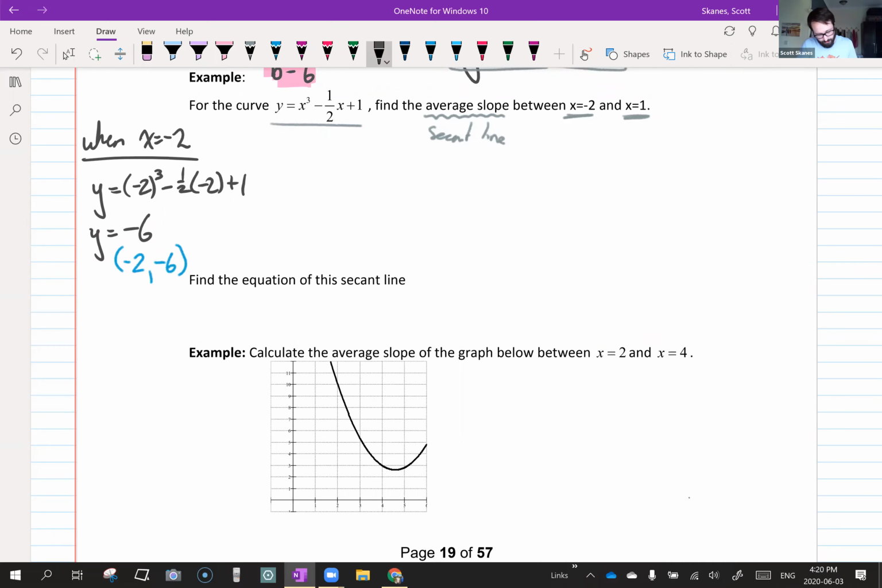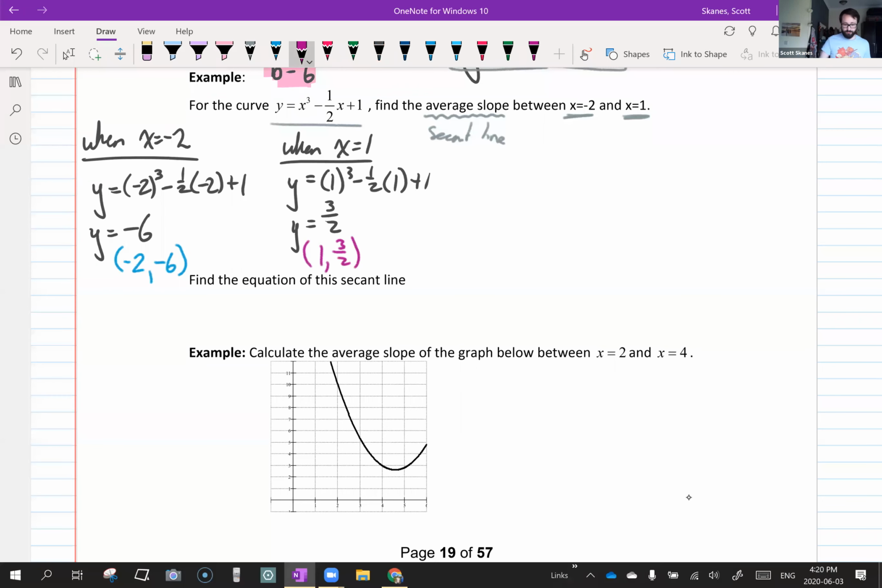We're going to do the exact same thing for when x equals 1. What's our y value? If you solve that, it takes very little work. It's 3 over 2. That gives us another point: when x is 1, y is 3 over 2. So we've now got 2 points.